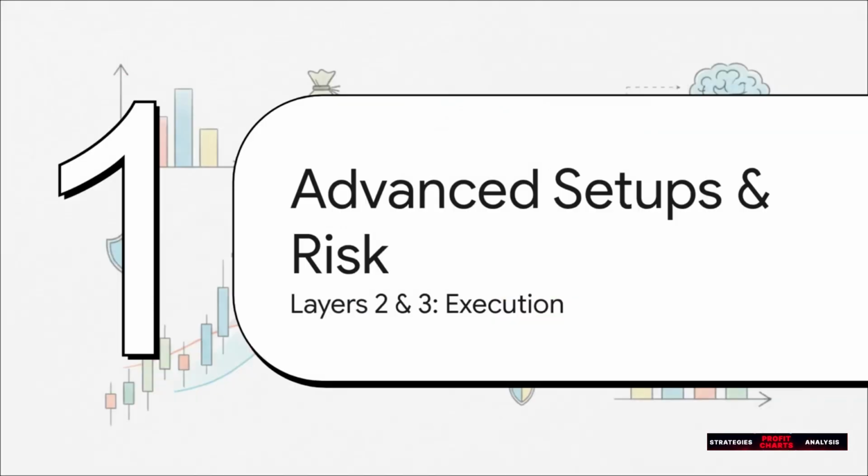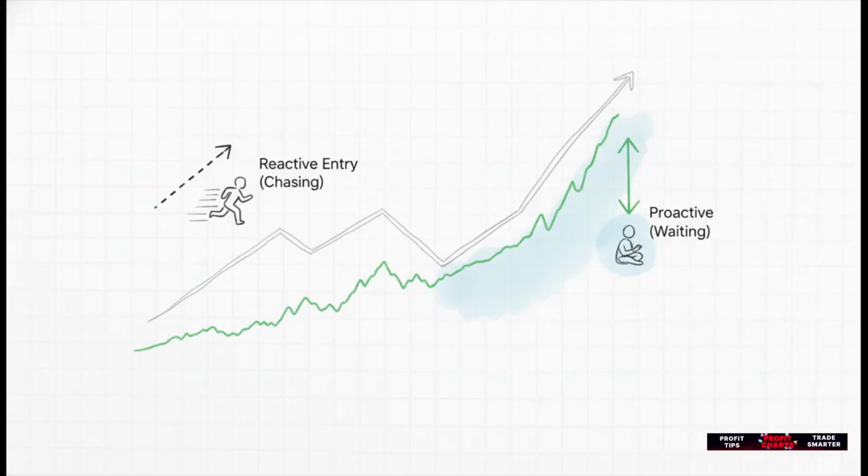Seriously. All right, so we've got our green light from the bigger trend. What's next? Well, now we need to add 2 more layers. Finding a really high-quality entry point, and then, just as importantly, managing the trade properly once we're in. This is where we go from being an amateur who chases the price to a pro who lets the price come to them.